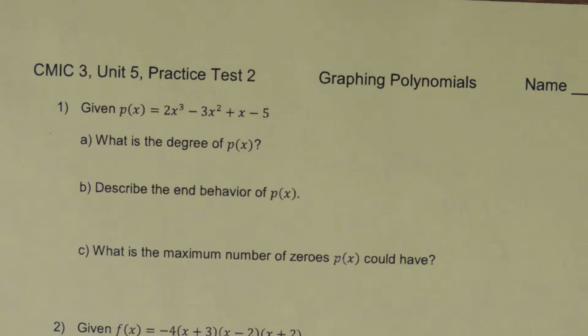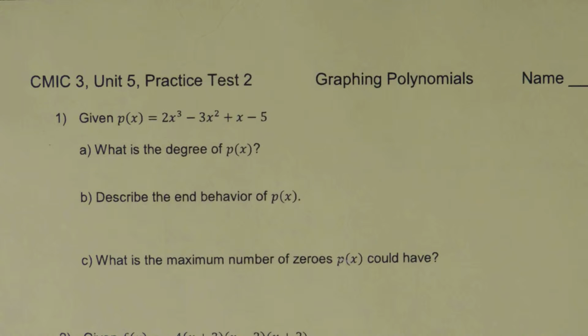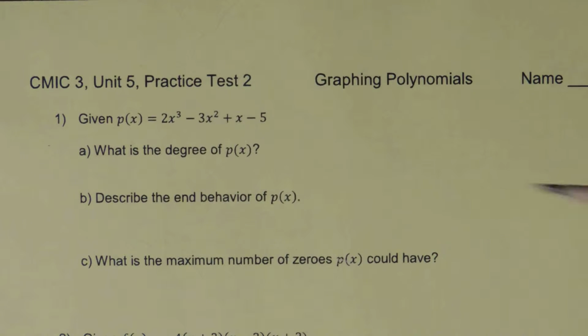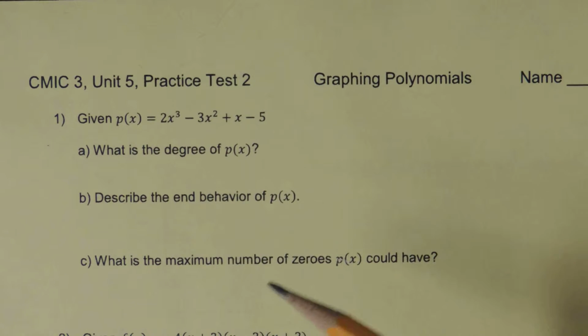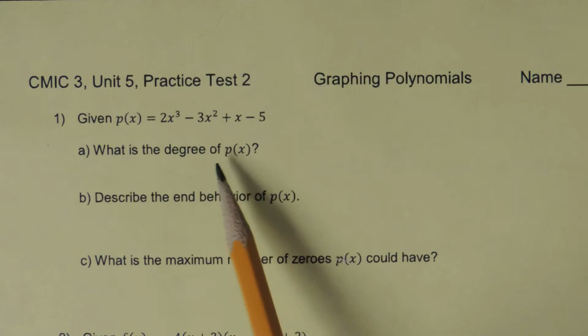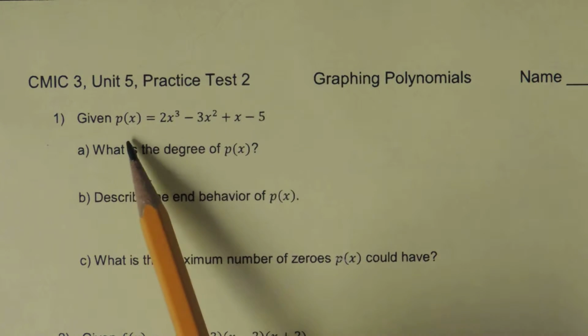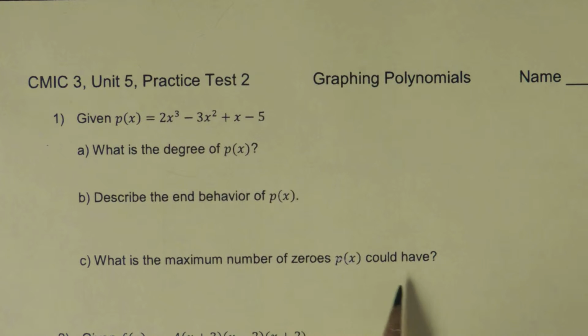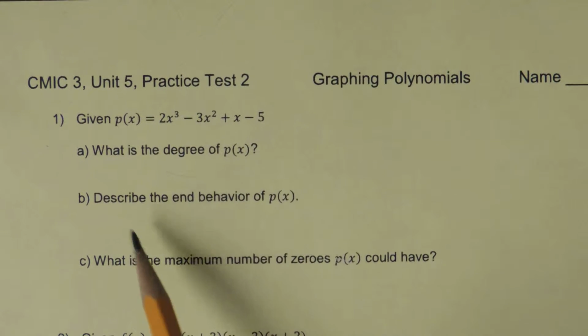This is the practice test for Unit 5, practice test number 2, graphing polynomials. Question 1. I'm asked to find the degree of the polynomial p of x, describe the end behavior, and tell the maximum number of zeros that p of x could have.